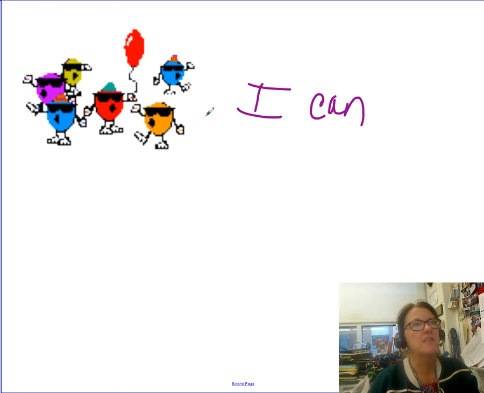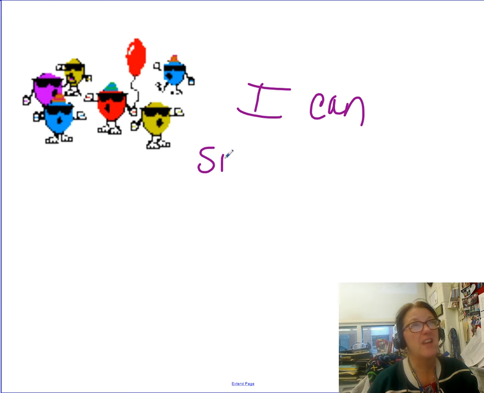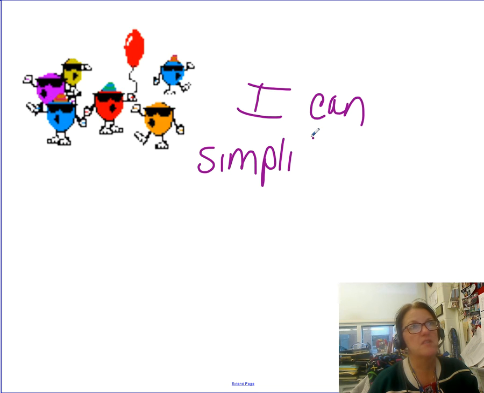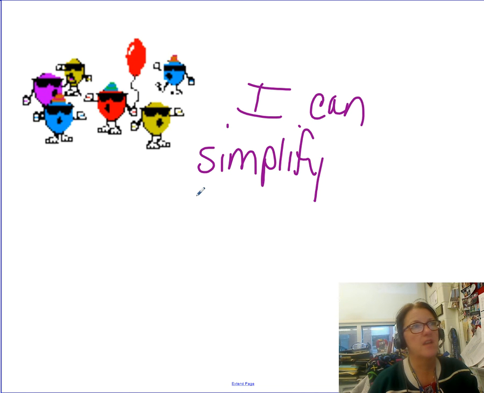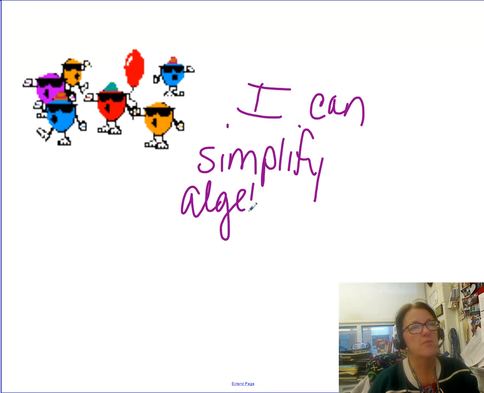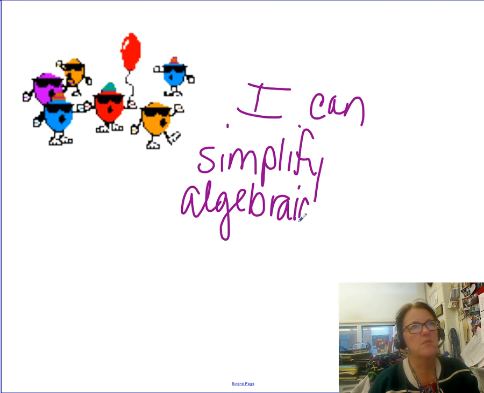I can simplify algebraic expressions. Okay? Simplify algebraic. That's such a good word.